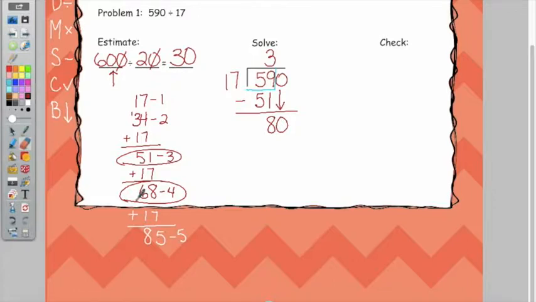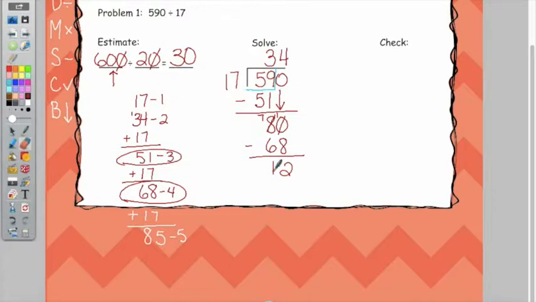Okay, where do I write the 4? On top of the 0. Where do I write the 68? Below the 80. So that was divide and multiply. Now we subtract. Now we subtract. 10 minus 8 is 2. 7 minus 6, 1. Okay, now I'm ready for check.